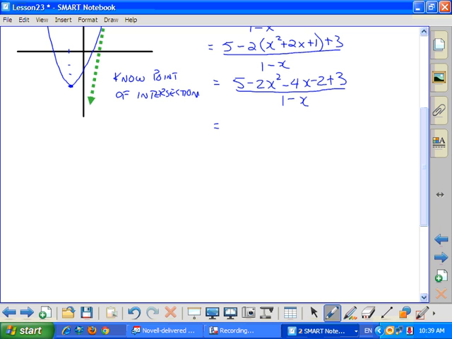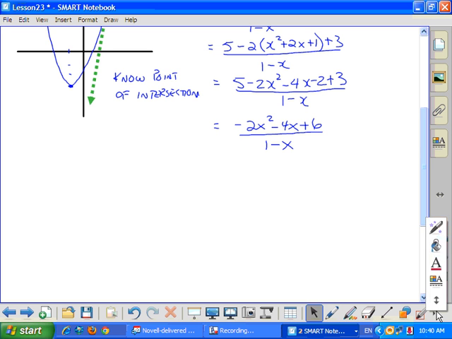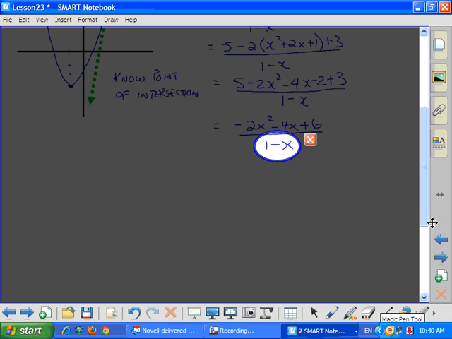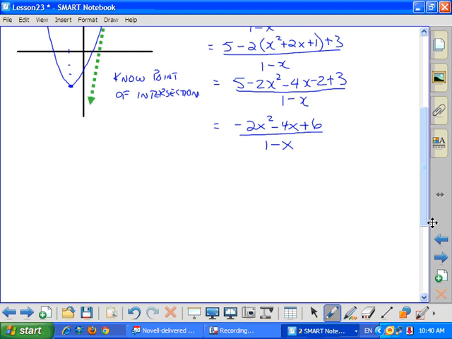Okay, so collecting like terms on top, I'm going to end up with negative 2x squared minus 4x. 5 take away 2 is 3, plus 3 is 6, so plus 6 over 1 minus x. And remember, we still have a problem here. So we're all curled up saying, no, no, no, we don't have a problem. We're pretending at this point there's no problem. What are we going to do in the numerator? We take out the negative 2, and we're left with x squared plus 2x minus 3 over 1 minus x.